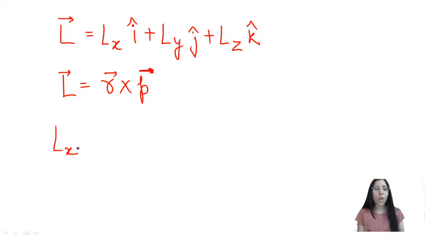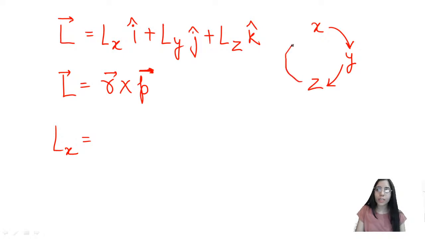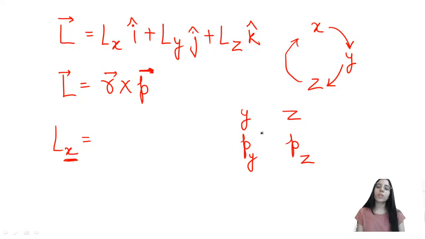Whether you need Lx or Ly or Lz, you will directly be able to write that value. Clear? So if we are going to talk about Lx, you just need to observe the sequence, in cyclic order. You will move from x to y and then y to z and then after that z to x. Clear? So if I'm talking about x, after that what will be there? Y, and after that z. So write it in sequence, y, z, and write their corresponding momentum. So it's going to be py and pz. Clear?